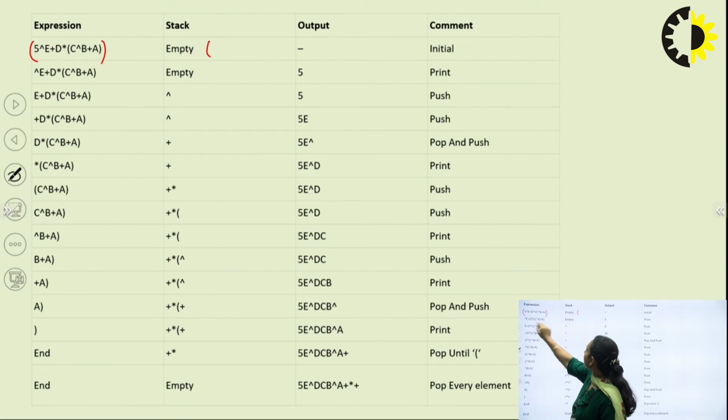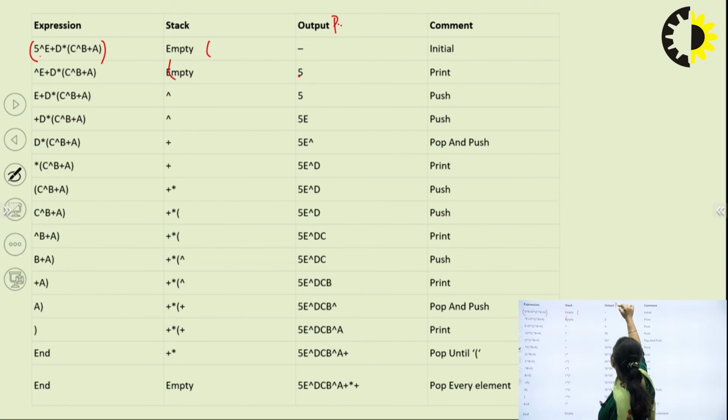Then we are having a 5, we will insert it here. This is a prefix expression and this is our stack, and this is a y and this is a x. Okay. Then we will insert it because here we are having the operand and here we are having the operators.